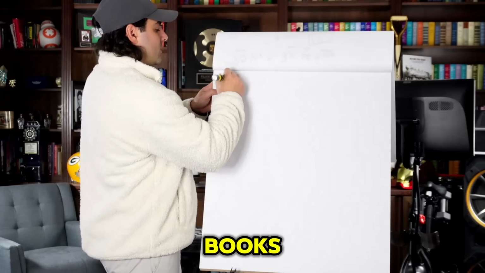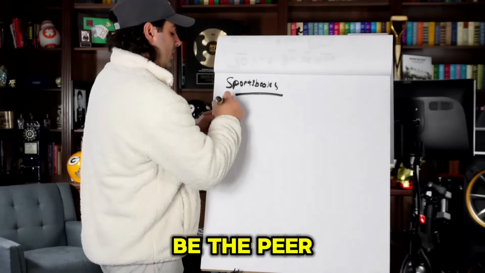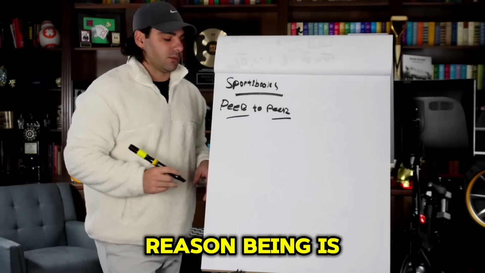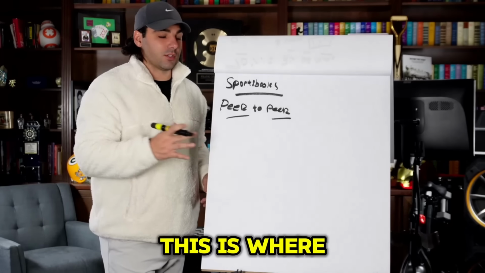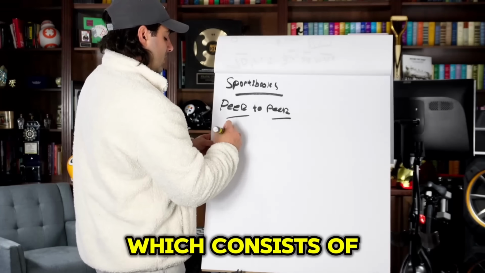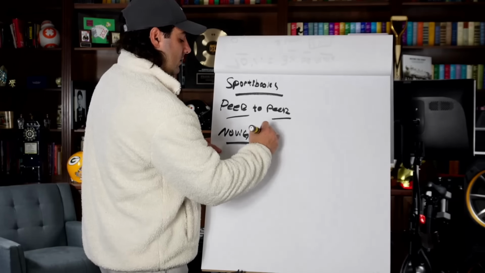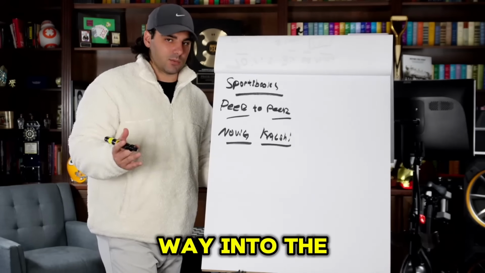For sportsbooks, the number one area I'm going to try to attack is peer-to-peer. The reason is that this is where you're not going to get limited, and you're not going to find that much struggle. This is where I'm going to focus my area, which consists of Novig and Kalshi. It could also go to Polymarket, but Polymarket hasn't really made its way into the U.S.